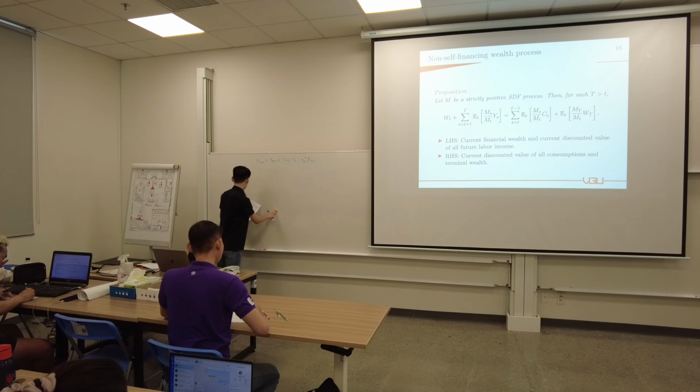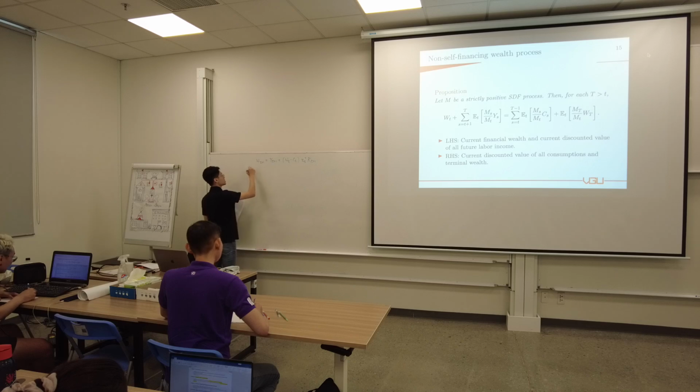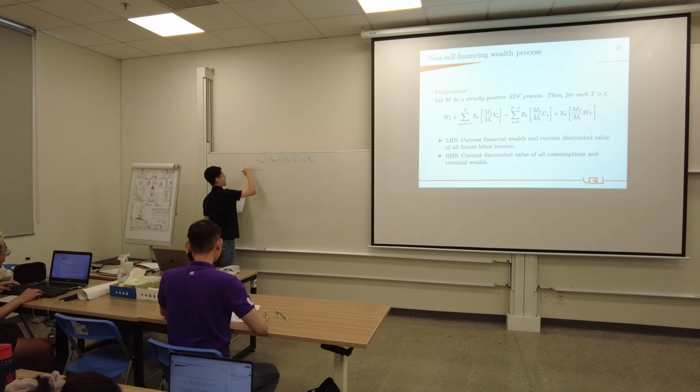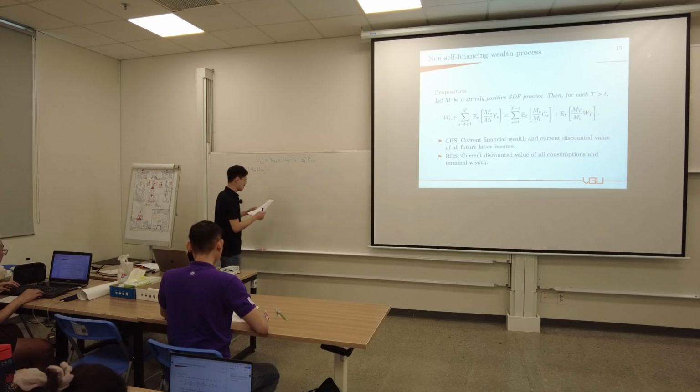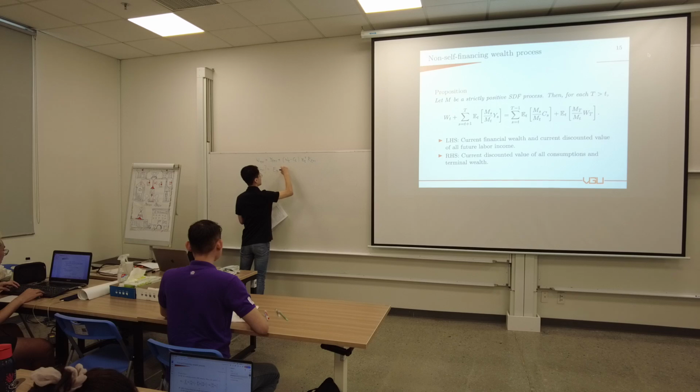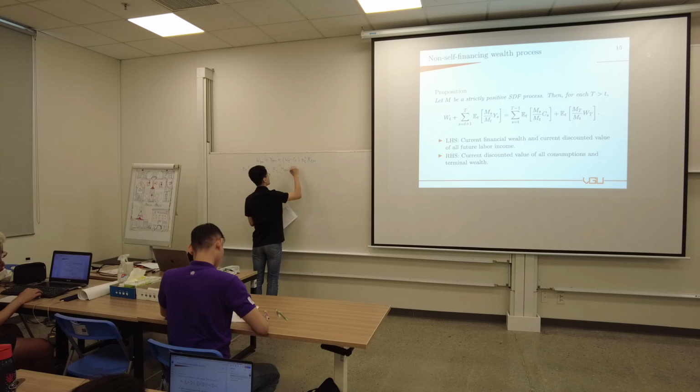So let's say we want to price this W tau plus 1. What we do is multiply by M tau plus 1 and take the conditional expectation. Then we know the value of W tau plus 1 at time tau. So we do this. On the right-hand side we have the expectation at tau of M tau plus 1 times Y tau plus 1. We don't know what it is.